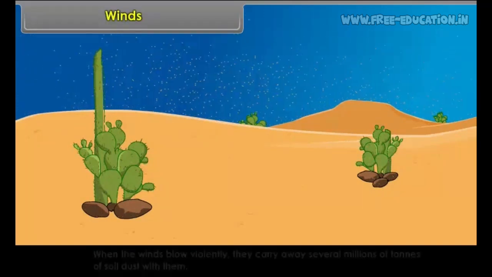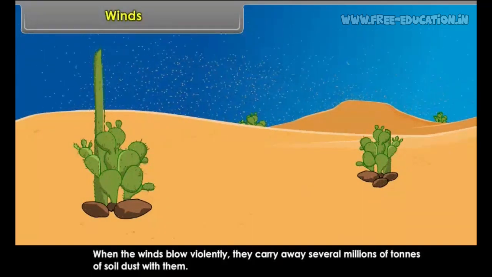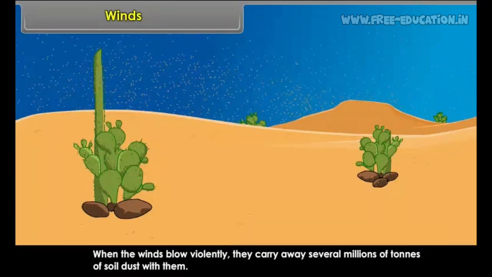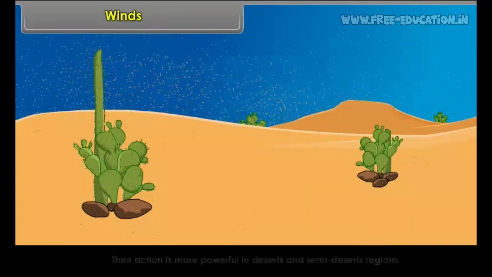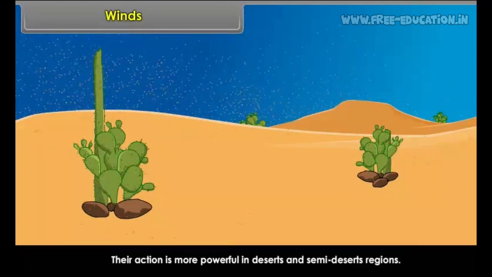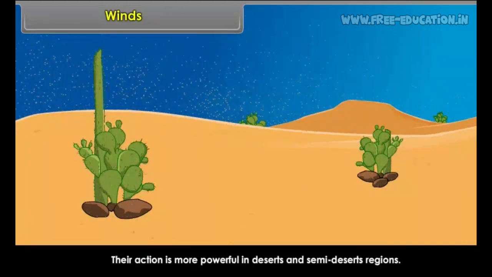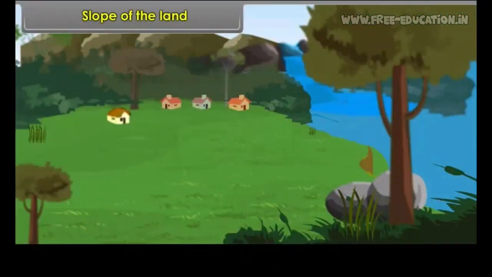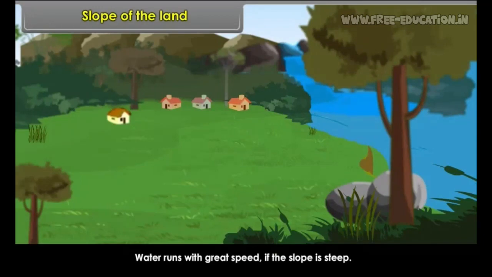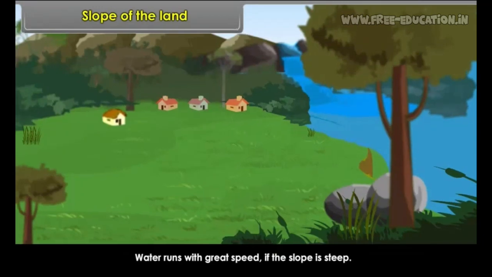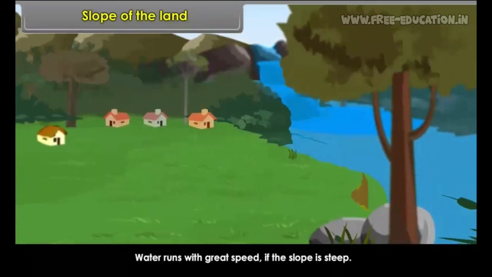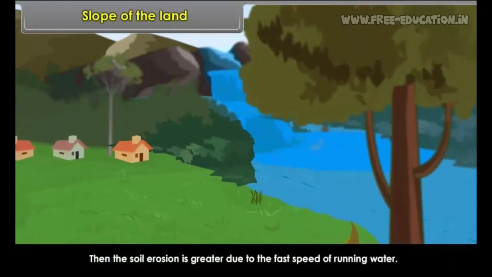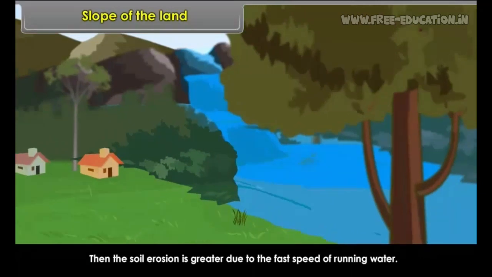Winds. When the winds blow violently, they carry away several millions of tons of soil dust with them. Their action is more powerful in deserts and semi-desert regions. Slope of the land. Water runs with great speed if the slope is steep. Then the soil erosion is greater due to the fast speed of running water.